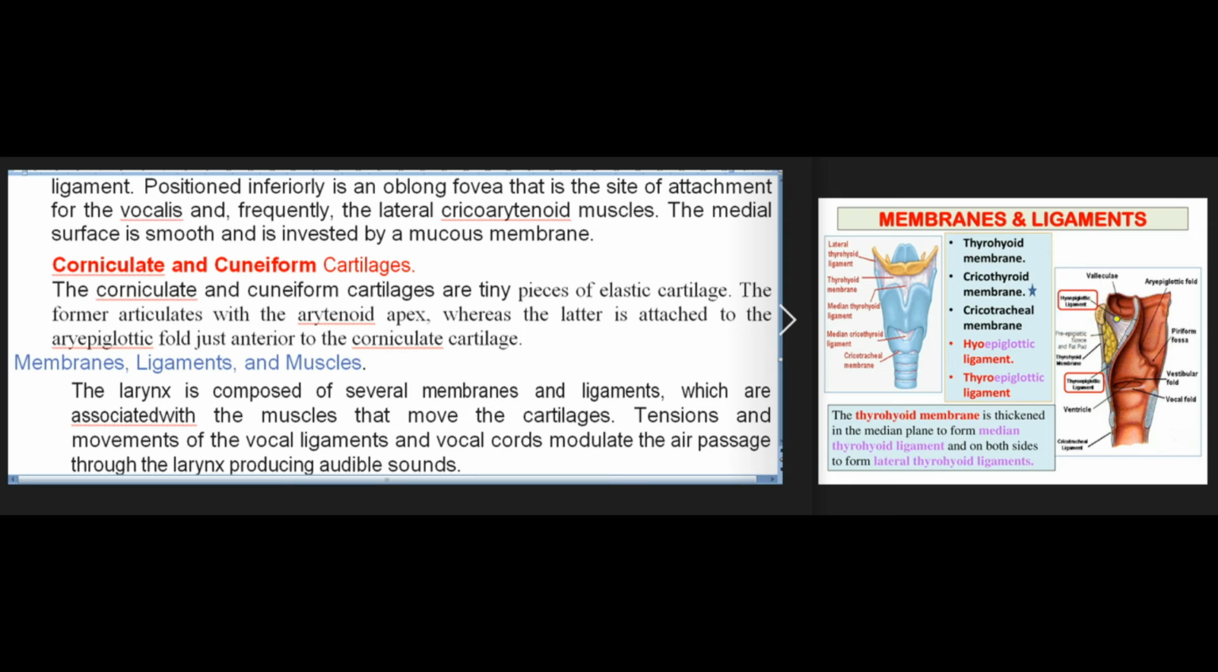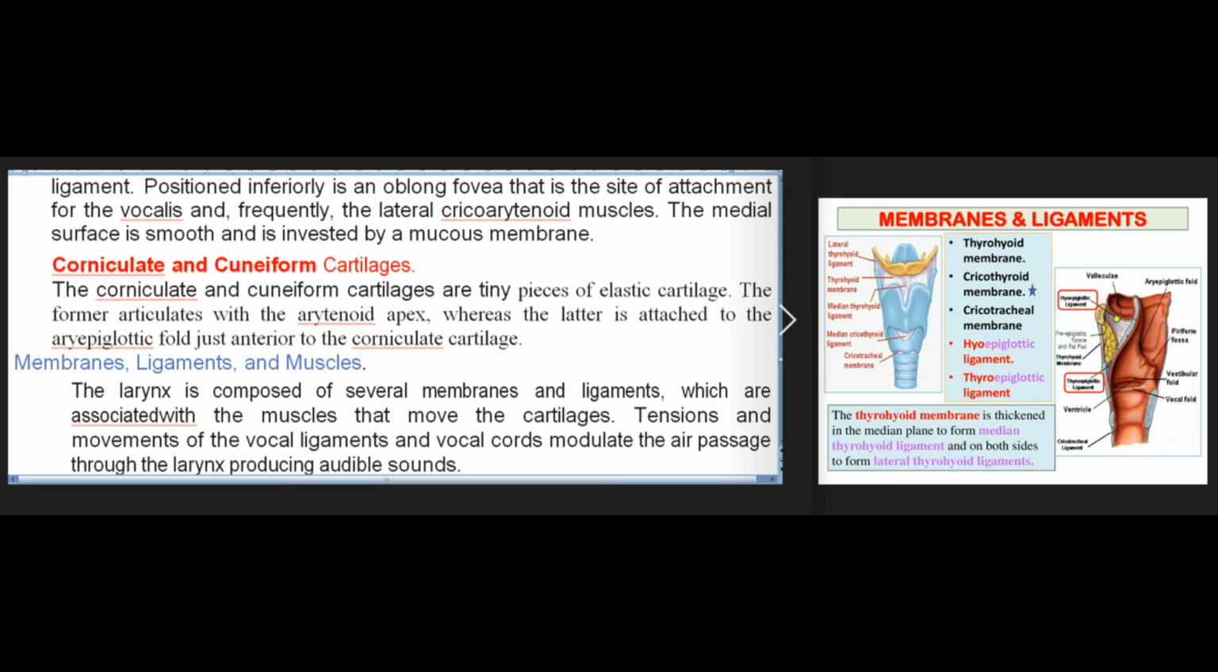Corniculate and cuneiform cartilages. The corniculate and cuneiform cartilages are tiny pieces of elastic cartilage. The former articulates with the arytenoid apex, whereas the latter is attached to the aryepiglottic fold just anterior to the corniculate cartilage. Membranes, ligaments, and muscles.